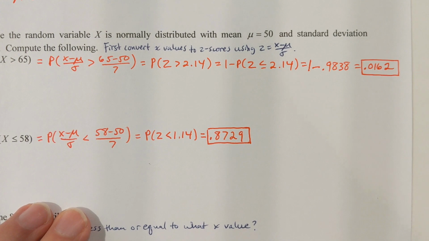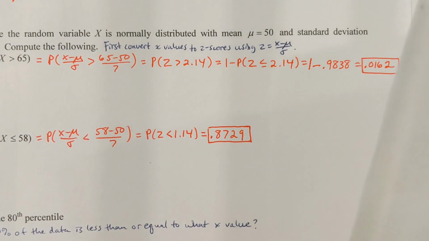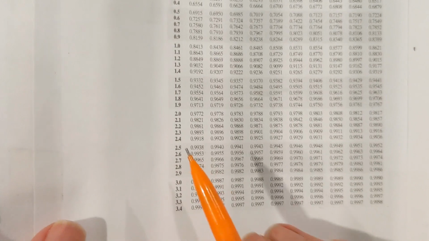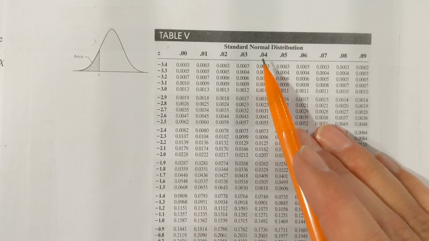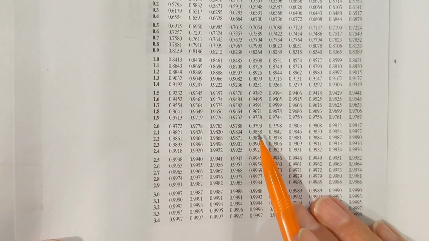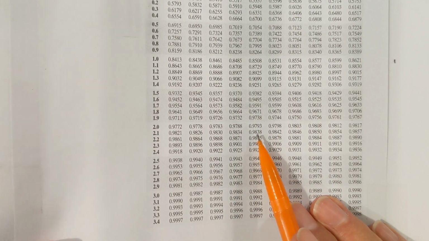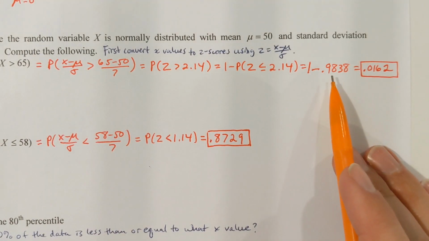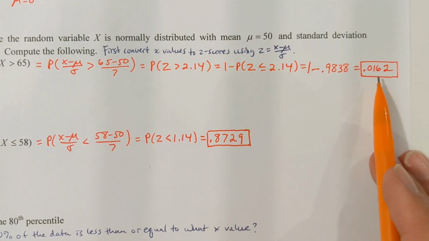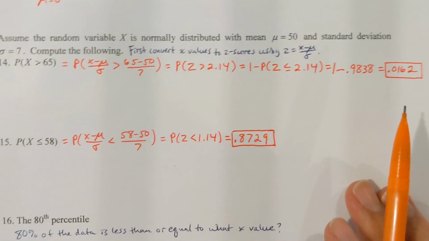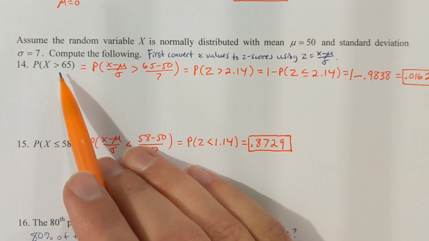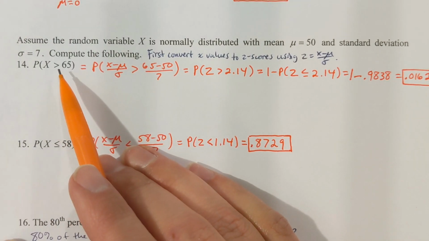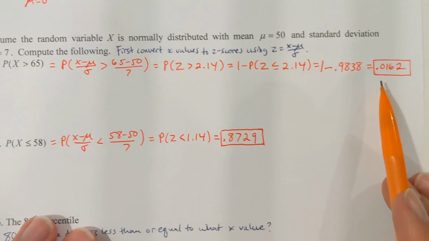Now we're ready to go to the table and look up the area to the left of 2.14. So here's 2.14. Let's see, I'm getting the area to the left is 0.9838. 1 minus 0.9838 is 0.0162, and so 0.0162 would be my answer. The probability of being greater than 65, we don't know what x represents here. They're not telling us that. But that probability is 0.0162.